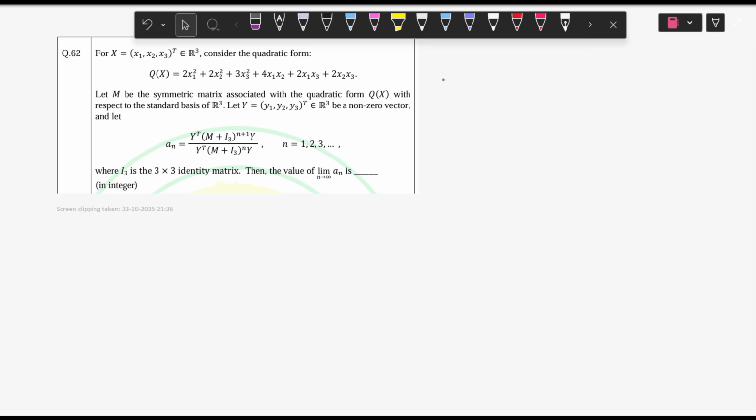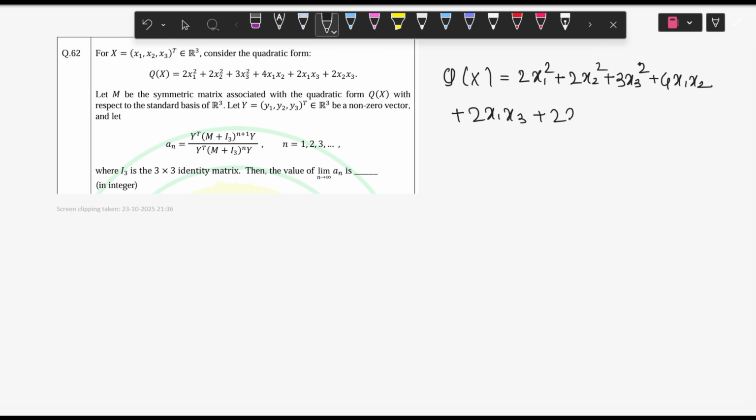So पहले हम एक बार quadratic form लिख लेते हैं. Q(x) equal to 2x1 square plus 2x2 square plus 3x3 square plus 4x1x2 plus 2x1x3 plus 2x2x3. So this is the quadratic form.